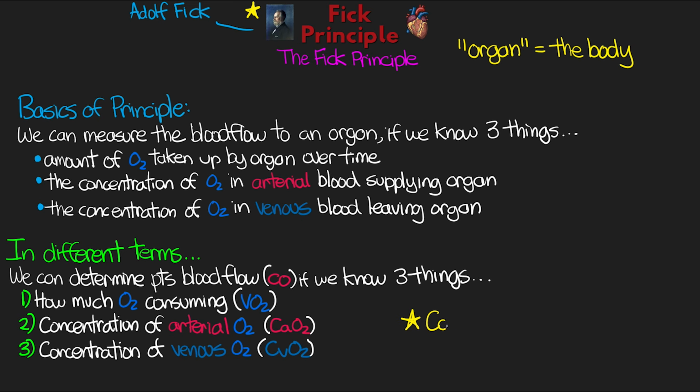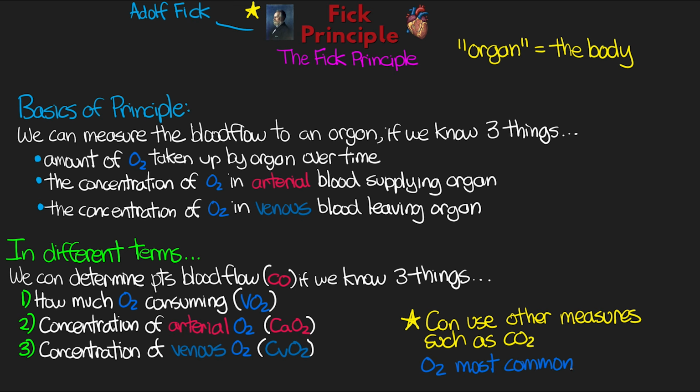All this said, we actually can use other measures such as CO2, but O2, oxygen, is definitely the most common application here. In fact, Adolf Fick, when he was talking about the Fick Principle, actually just talked about some sort of marker that was being taken up by the organ. So, like I said, most practically, we're going to be using oxygen here. So, knowing everything at this point, we can actually discuss the actual calculation that we use to determine cardiac output using the Fick Principle.